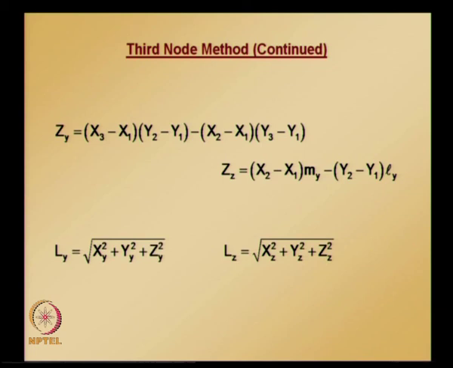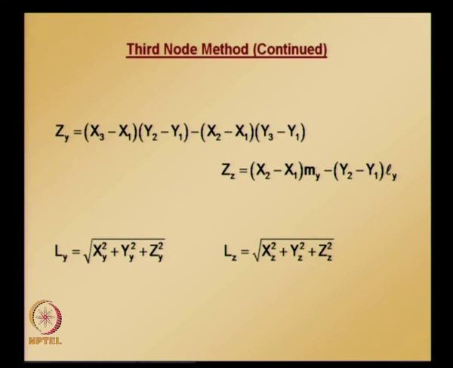So, this is how we can obtain the rotation matrix, either by using the orientation angle method or by using the third node method. So, once we get this rotation matrix, we can write the transformation matrix from the local to the global coordinate system for this 3-dimensional space frame element. So, in the next class we will be looking at a numerical example where we will be using all these concepts.